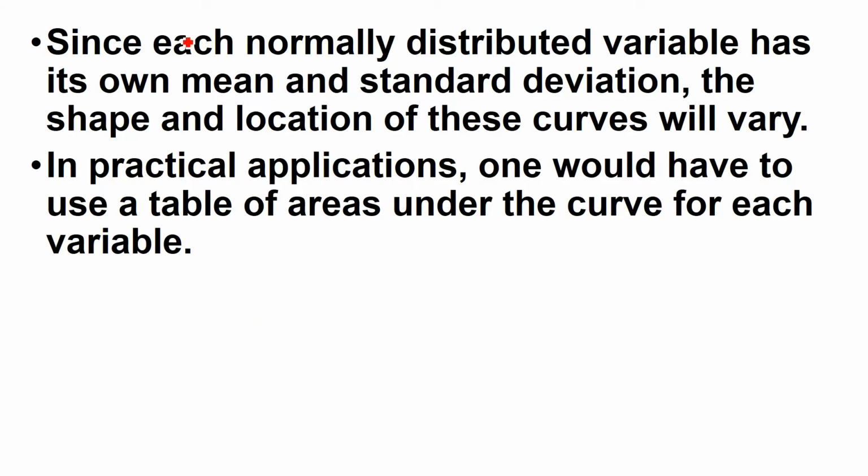Since it says here, since each normal distribution variable has its own mean and standard deviation, what does it mean? Suppose variable, it says each normally distributed variable. Now you should be clear what is the meaning of normally distributed. On both sides, data should be equally divided. Both sides of the mean, data should be equally divided.